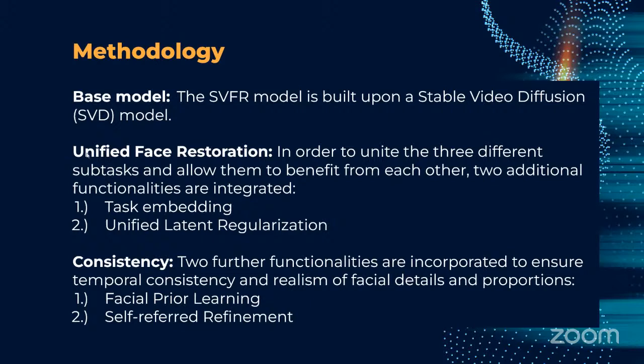This is done in the so-called Unified Face Restoration Framework, which is composed of two modules. First, task embedding, and second, Unified Latent Regularization. And the second key aspect of SVFR is its focus on consistency. Namely, it further incorporates two more modules which guarantee both temporal consistency and also spatial coherence. And these two further modules are called facial prior learning and self-referred refinement. Good. Now that we've seen the overview, let's talk about the details.